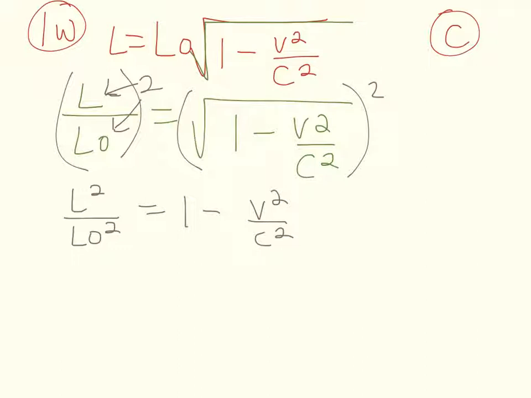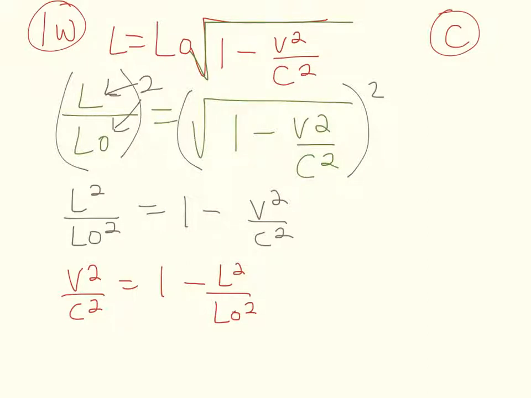So what we're going to do now, it's up to you. You can either combine fractions with your 1 minus V squared over C squared, but just remember that your 1 is not under C squared right now. So it's really 1 over 1, and so you would have to make a common denominator to combine fractions, which there's nothing wrong with doing, and you can totally do that. What I'm going to do is move my negative V squared over C squared onto the other side of the equation to make it positive. So I have V squared over C squared is equal to 1 minus L squared over L naught squared.